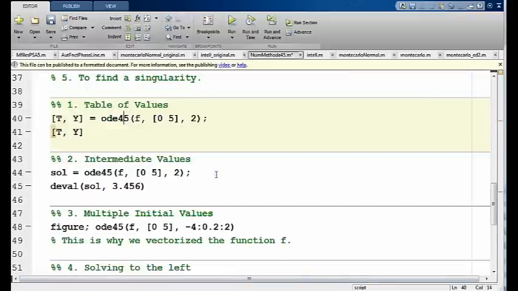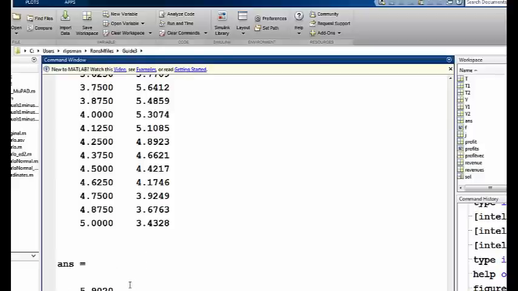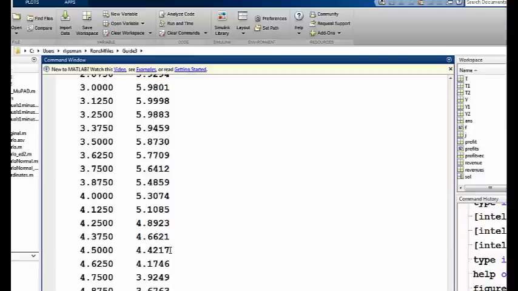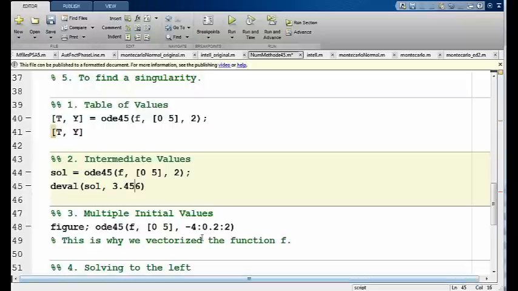Okay, let's go back to the M file. Next, the intermediate values. So this time I set it equal to a single output variable, and I use the command deval, which I won't explain here. I'll let you look that up in the MATLAB book. I'm finding the value of the solution at the number 3.5456. Run the section, go to the MATLAB window, and there's the value, 5.9020. 3.5456 is in here somewhere, and so you see why it was about 5.9.